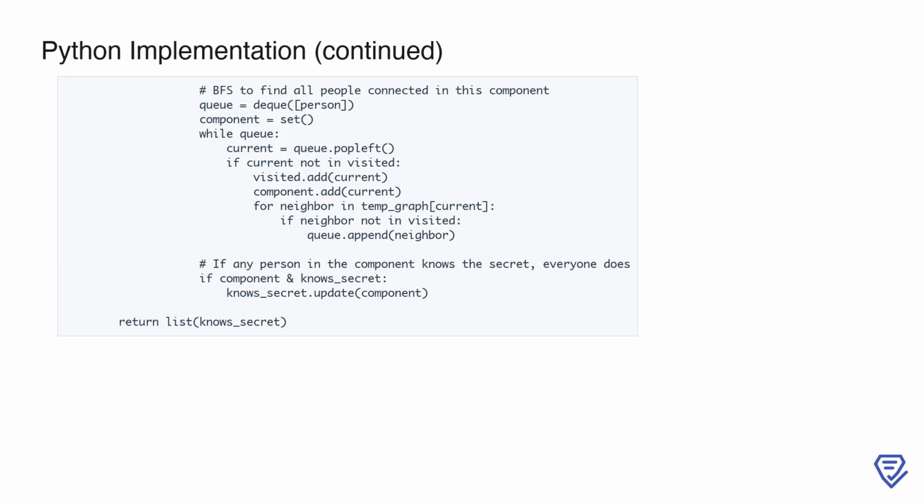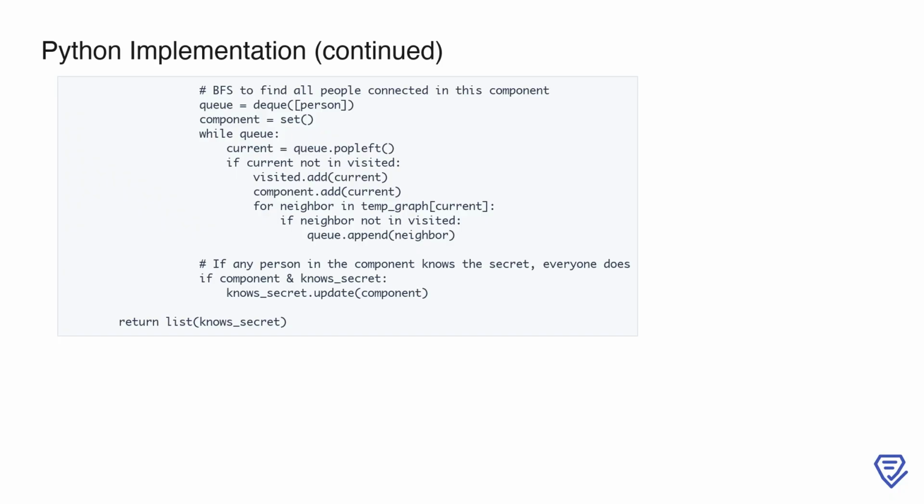For each person in the temporary graph, we use a breadth-first search to explore all individuals connected to them. This involves initializing a queue with the current person and a set called component to store the connected group. As we dequeue each individual, we check if they've been visited. If not, we mark them as visited, add them to the component, and enqueue all their neighbors who haven't been visited yet. This process continues until we've traversed all nodes in the connected component.